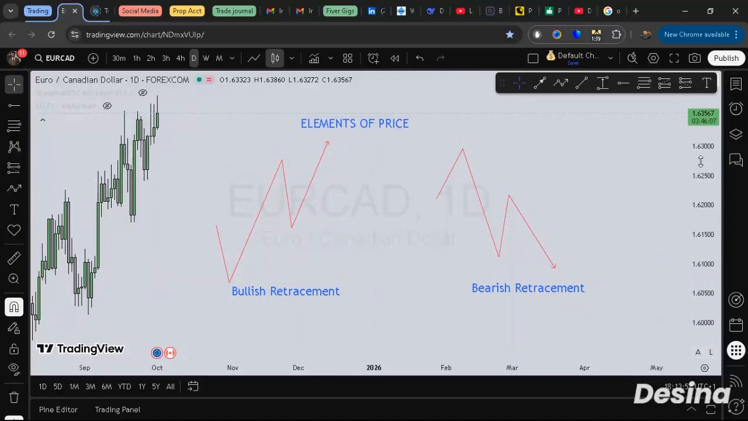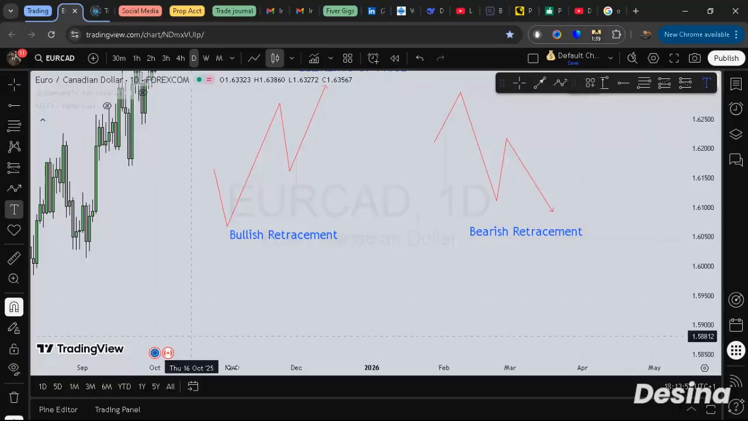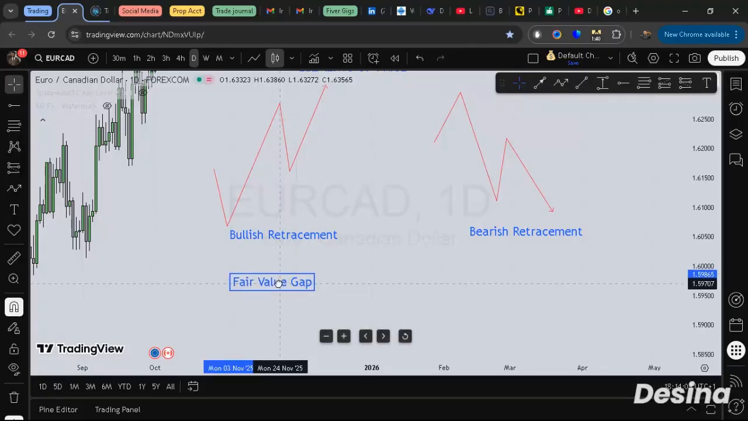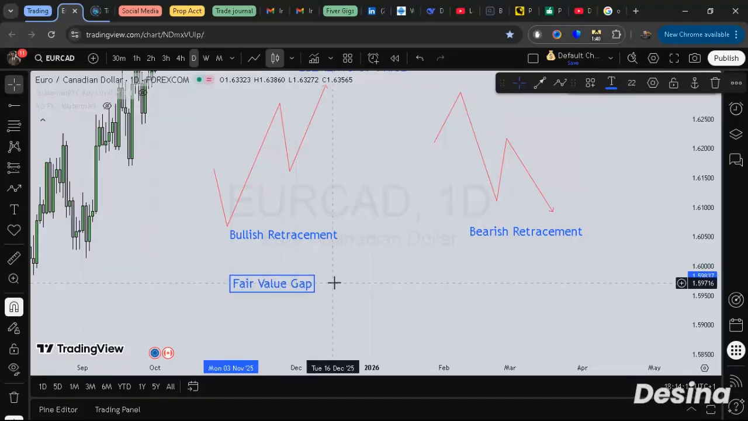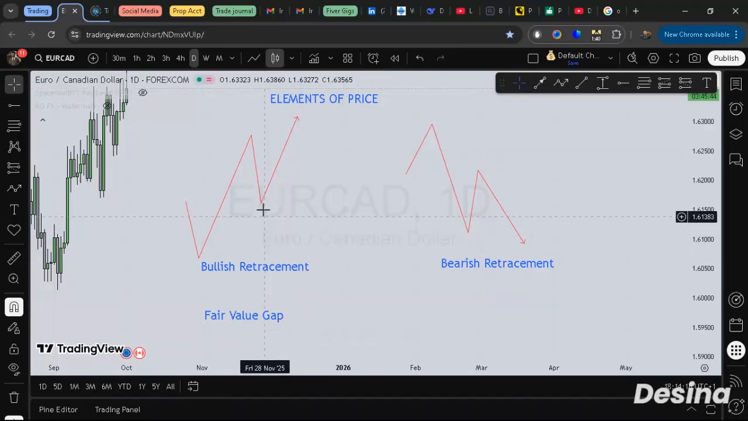And the reference point for a retracement to happen is what we call a fair value gap, also known as imbalance, also known as FVG, whatever name you want to call it, it's still the same thing. So the reference point for a retracement is what we call the fair value gap, and that is what price comes to do here, to tap into the fair value gap, more like to balance it.